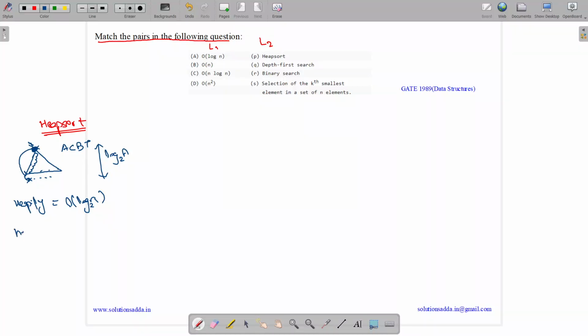So heap sort complexity will be for n times heapify complexity, which is equal to order of n log n. So heap sort is mapped to order of n log n, which is C. So C is mapped to P, heap sort. Now let us see the next one.